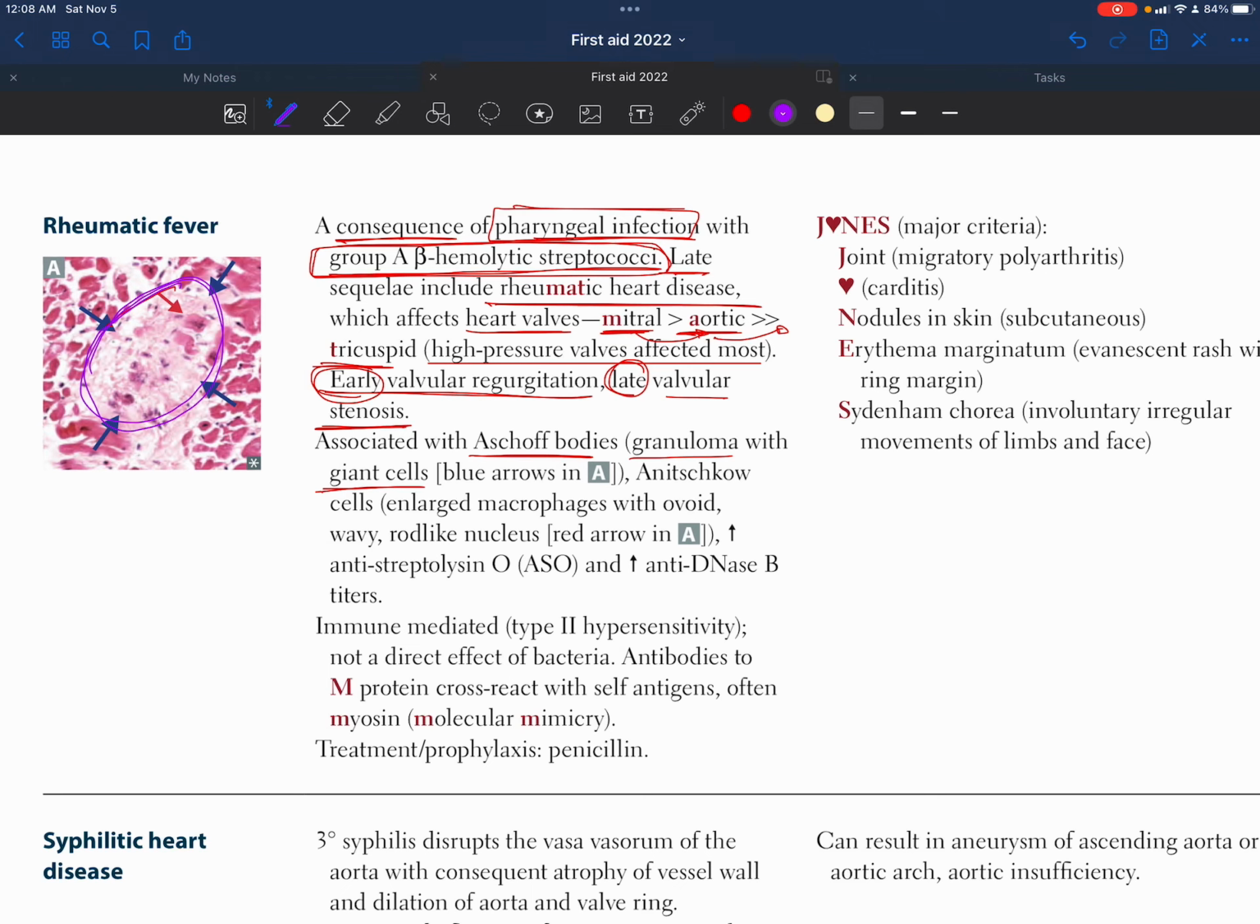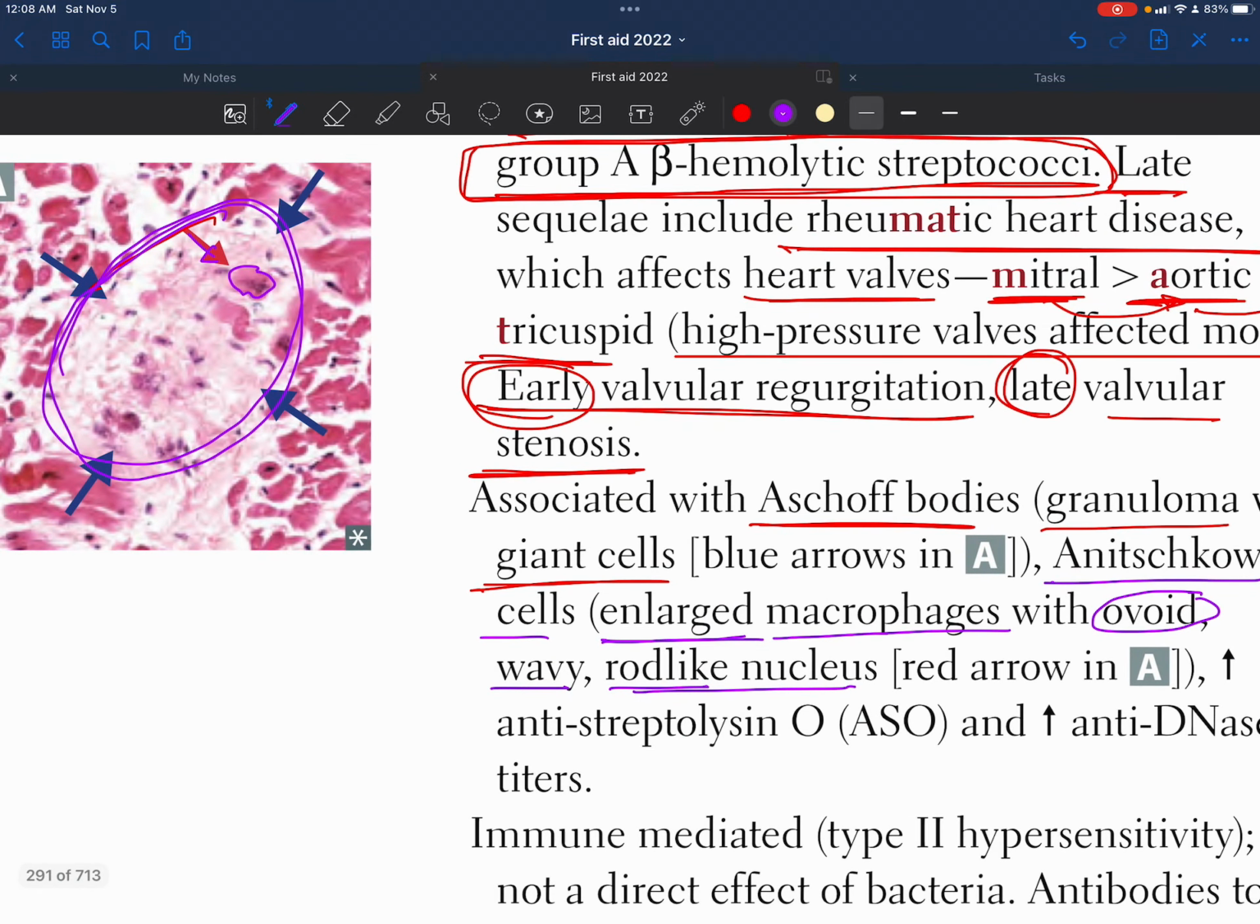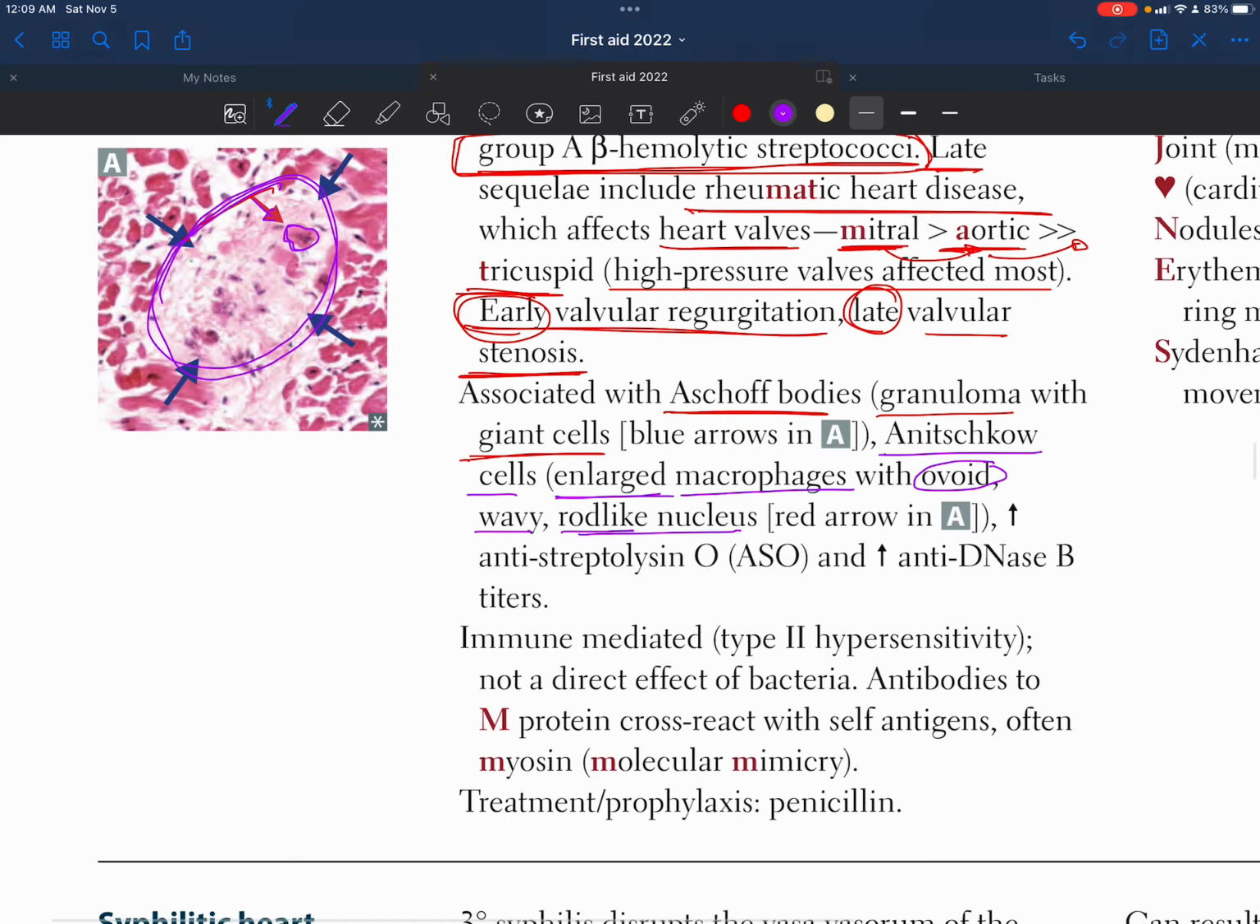There's a specific cell within, the Anitschkow cells. They're enlarged macrophages with an ovoid, wavy, rod-like nucleus. Enlarged is the red arrow. It's ovoid and wavy, it doesn't go straight. That's the Anitschkow cells. The collection of Anitschkow cells next to one another is what makes the Aschoff bodies in the first place.